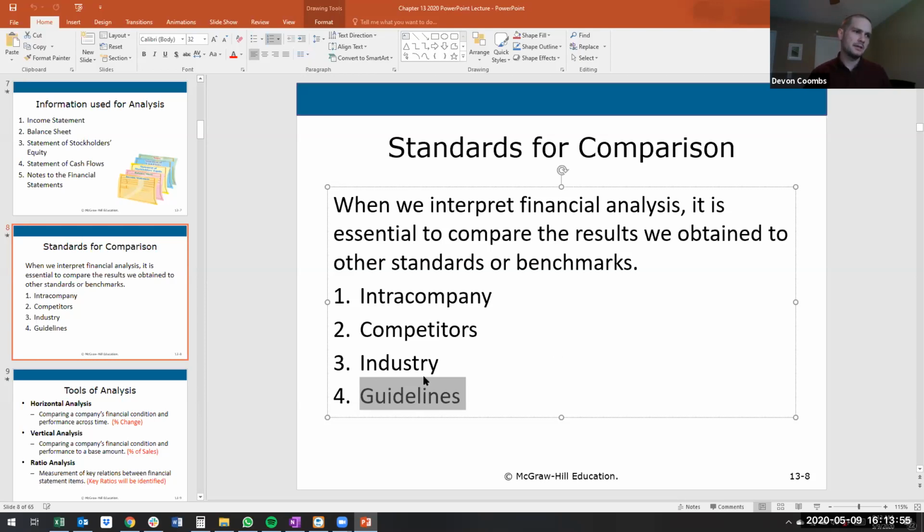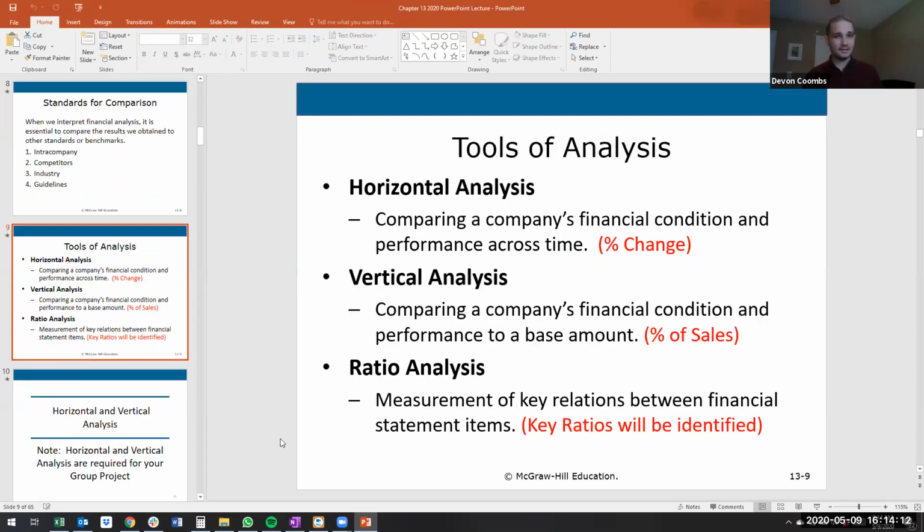Where you offend people and you can lose business. And so making sure that we're using this information to assess all of these as management, to assess our competitors, assess against the industry, assess against what could be legal guidelines or just moral guidelines. And so how do we assess? There's really three main tools we can use: horizontal analysis, vertical analysis, and ratio analysis.